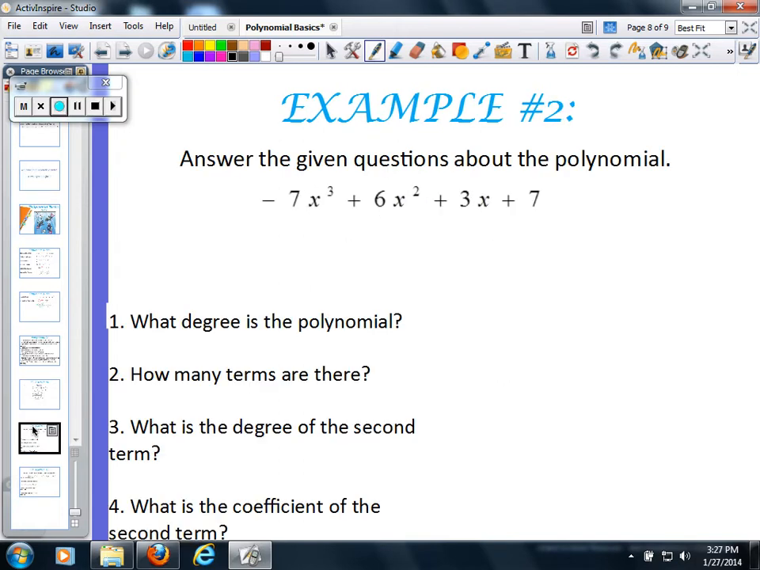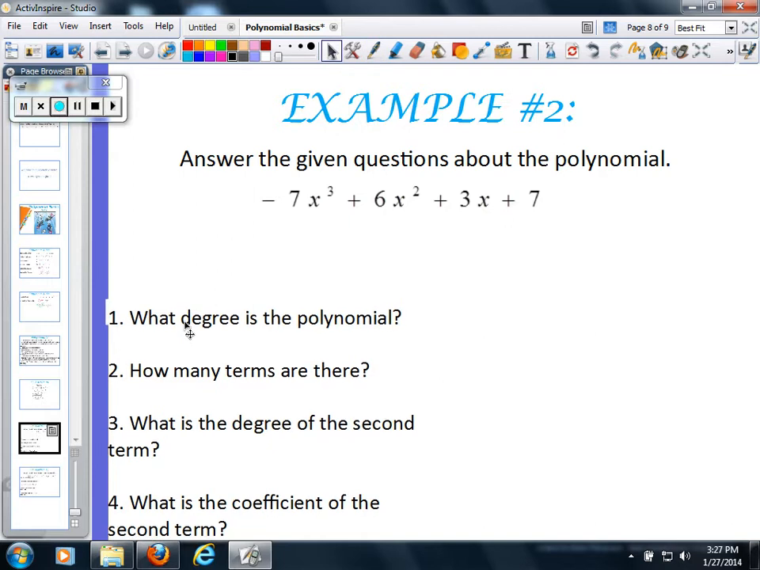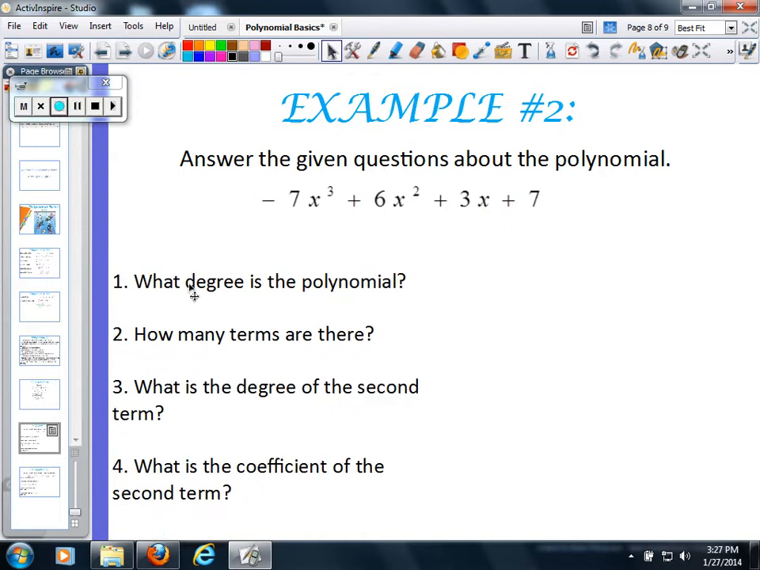Now we're going to go to example number 2. Okay, and this one isn't so much doing simplifying. This one has a few questions that you're going to be required to answer. So it says, answer the given questions about the polynomial. Your polynomial is negative 7x to the third plus 6x squared plus 3x plus 7. First thing it asks is, what degree is the polynomial?